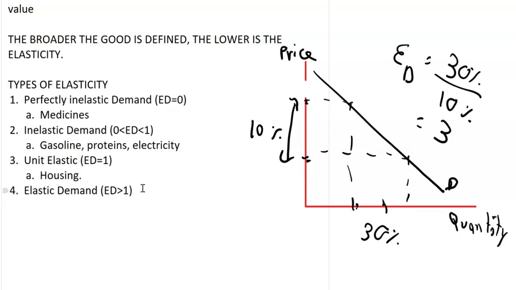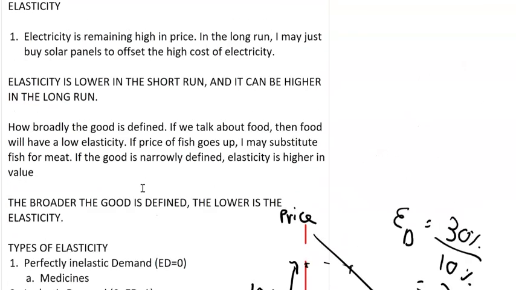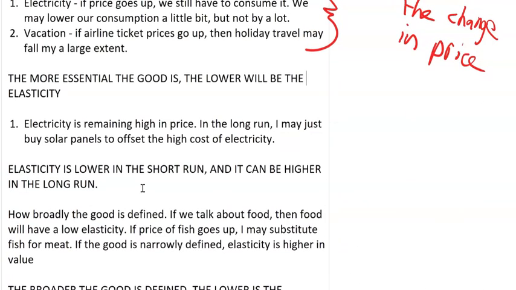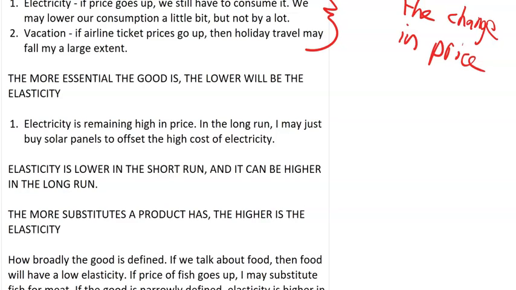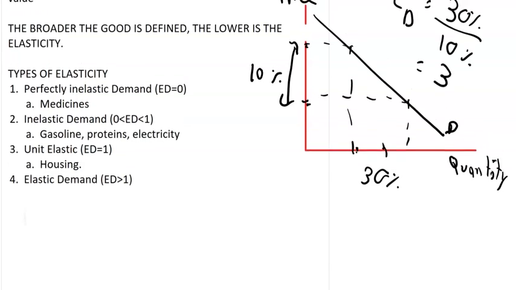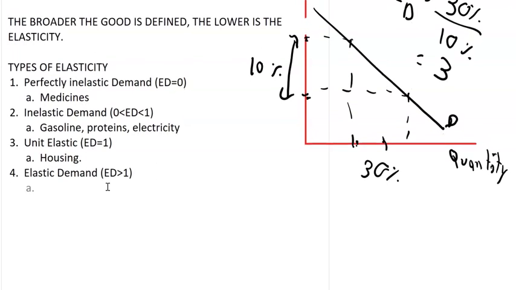Actually, I also forgot another factor that affects demand, which is substitutes. The more substitutes a product has, the higher the elasticity. So this is telling us, if we go down here, let's think about cornflakes.